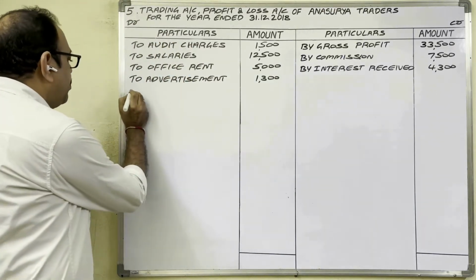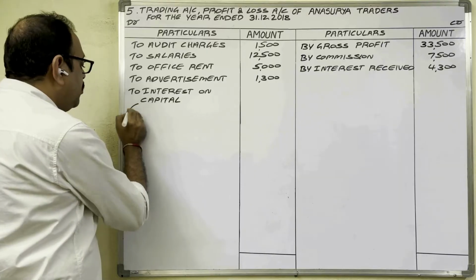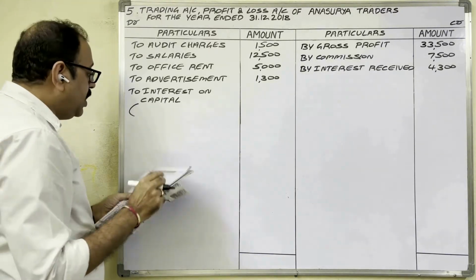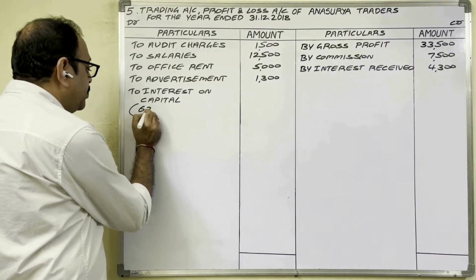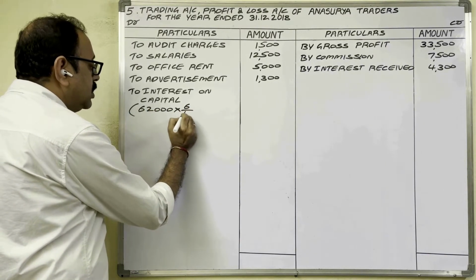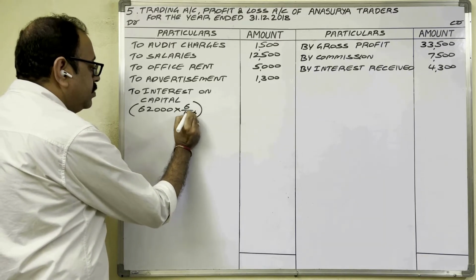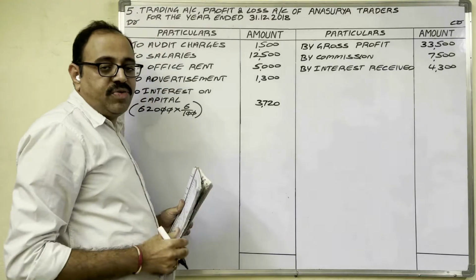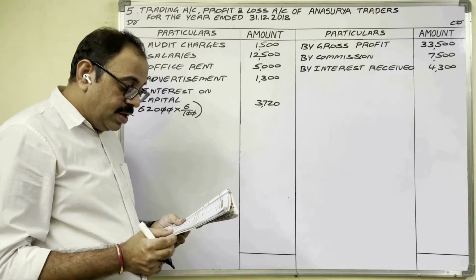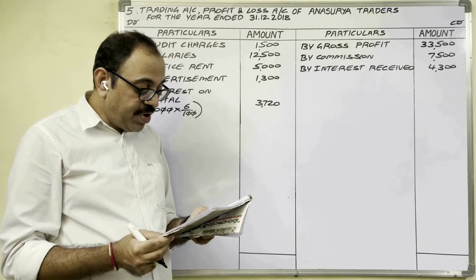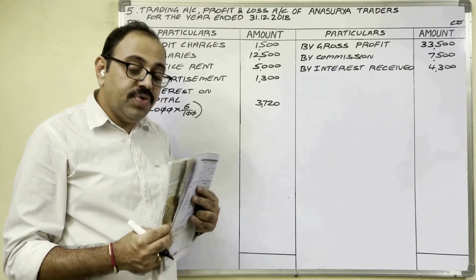To interest on capital. Percentage is given, now we have to calculate. Calculate on the capital amount. Capital is available in the trial balance: 62,000 rupees. On that 6%: 3,720. Next, third point, write off 2,000 as a bad debt and provide 5% reserve for doubtful debts.